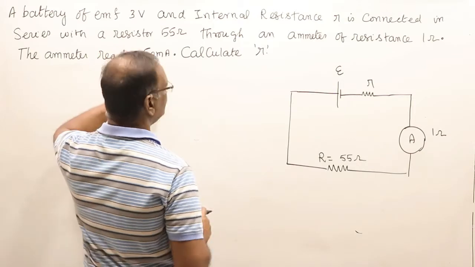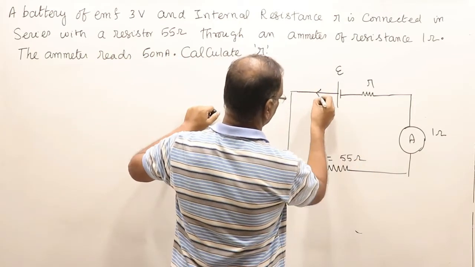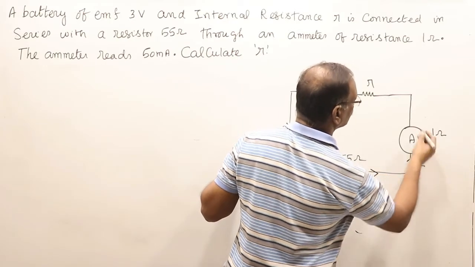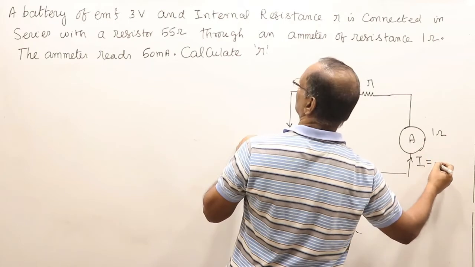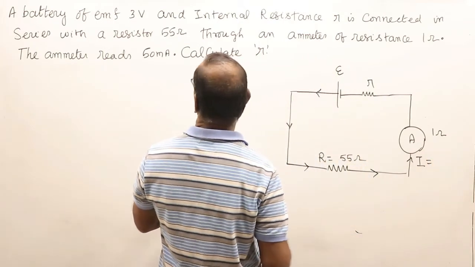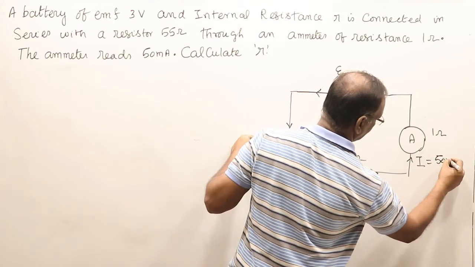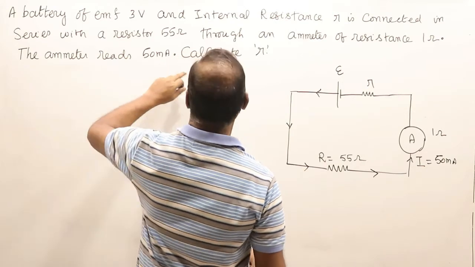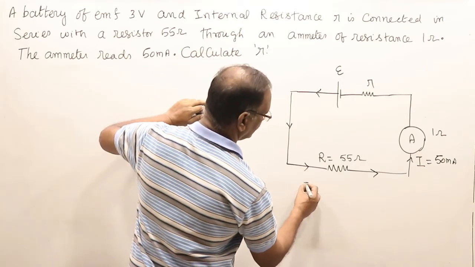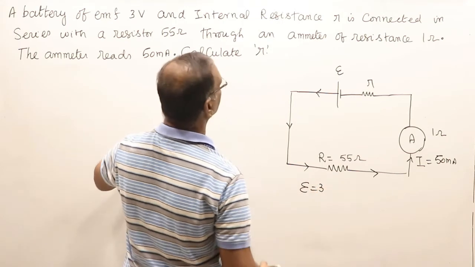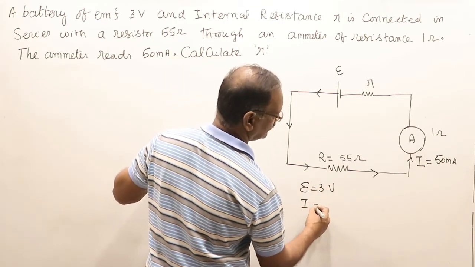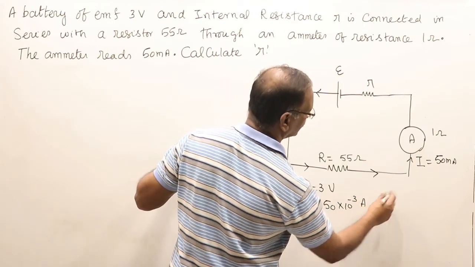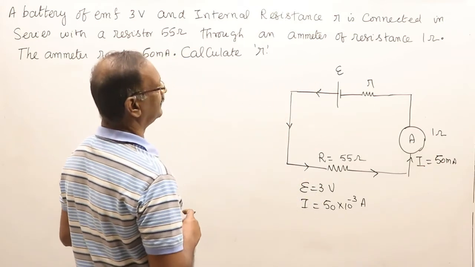The ammeter reads 50 milliampere. It means current is flowing. The ammeter does nothing other than showing the current flowing through this circuit, which is 50 milliampere. So we got the data. The EMF of the battery is equal to 3 volt, and the current through this circuit is equal to 50 milliampere. We can write this in ampere: milli means 10 to the power minus 3 ampere.